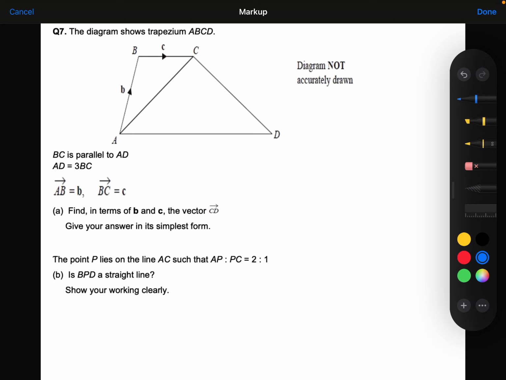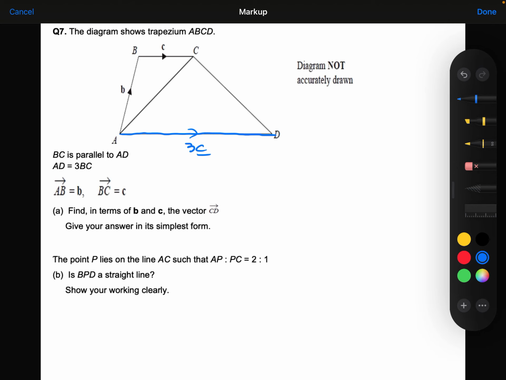The diagram shows a trapezium ABCD. We're told that BC is parallel to AD, and that AD is equal to 3 times BC. So this is 3 times this, which means it will be the vector 3c. We're told that vector A to B is b, which is marked on, and B to C is c.